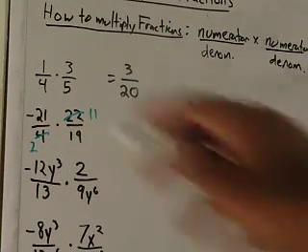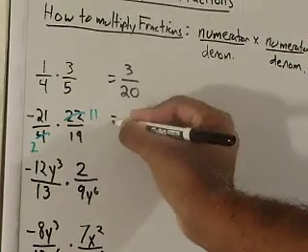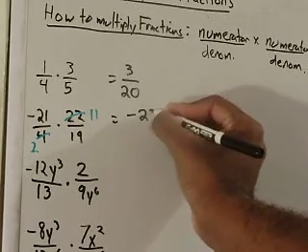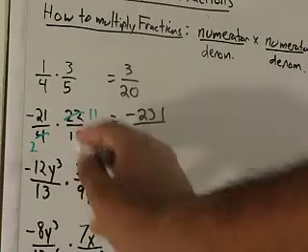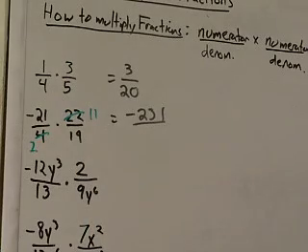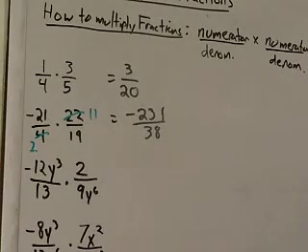So I'm going to have negative 21 times 11. So what do you come up with? Negative 231. Okay. And then 2 times 19. So what do you come up with there? 38. Now that is an improper fraction, but we'll talk about converting improper fractions to mixed numbers in another video. Okay. So let's go on to the next one.